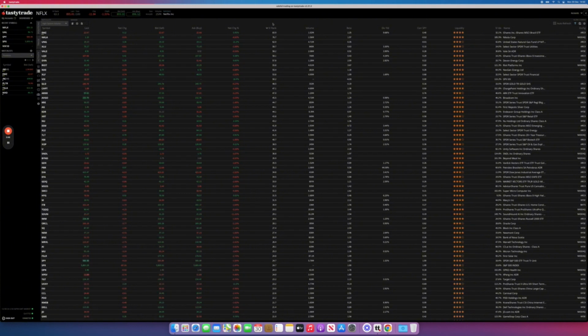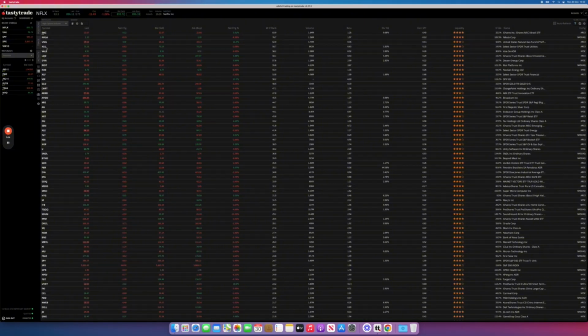If you have a smaller portfolio, you probably want to go with smaller underlyings. If you have a larger portfolio, you probably want to go with larger underlyings. However, that's not to say that if you have a small portfolio, you can't trade larger underlyings. I'm going to show you how you can do that as well.